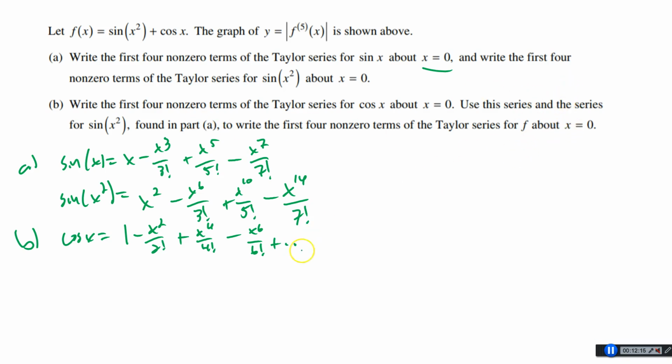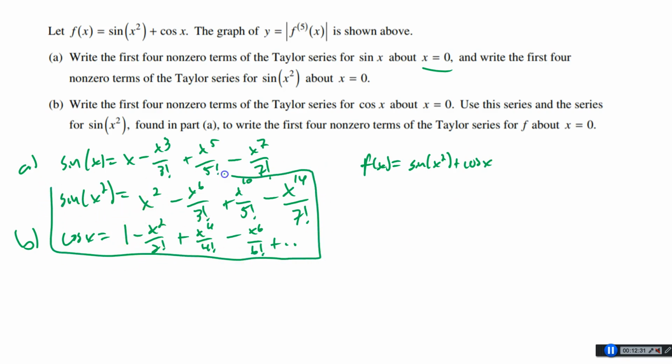So then use this series and the series for sine of x squared from the last one, right? The first 4 non-zero terms of f. Okay, so f of x is sine of x squared plus cosine x. Now let's think about our constant term. If we look at these two series right here, we're going to increase by order of power. So our constant term is going to be 1, and we see that right here.